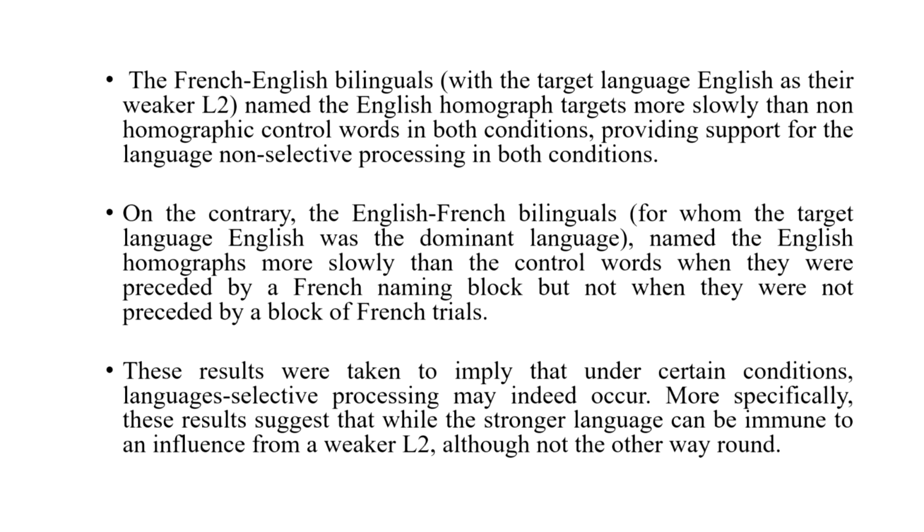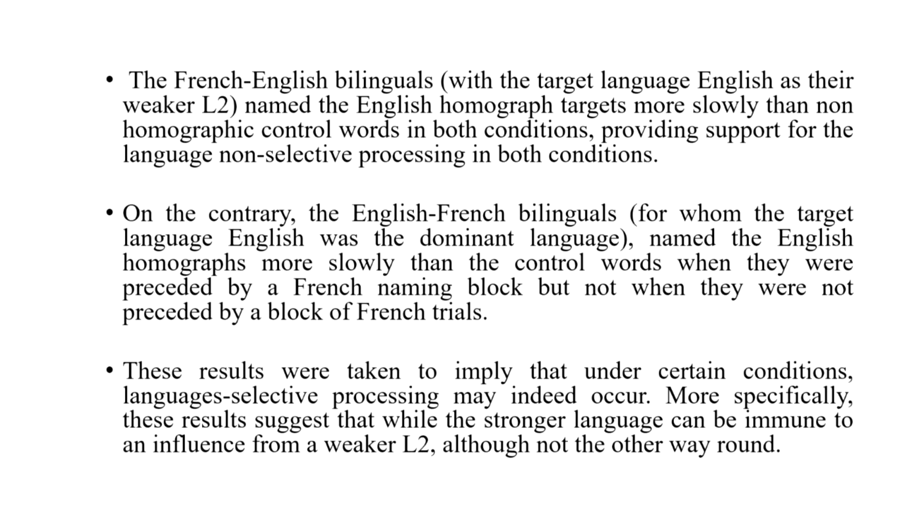On the contrary, English French bilinguals, for whom the target language English was the dominant language, named the English homographs more slowly than the control words when they were preceded by a French naming block only, and not when they were not preceded by the French naming block. You can see here that for French English bilinguals, they are obviously going to be slower in naming English, which is not their dominant language. But for the English French bilinguals, they are only naming the English words slowly when they have just read a block of French words. Okay, what does this actually tell us?